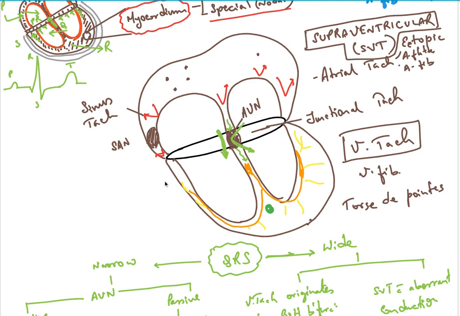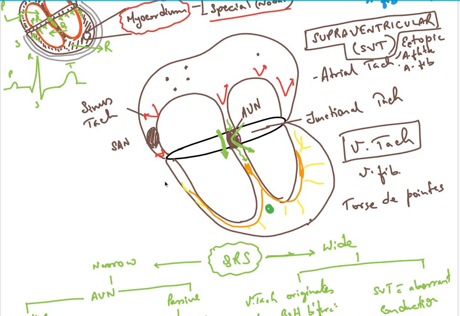other part. So normally the SA node is supposed to fire, say in the atrium. Suppose I talk about the atrium. The SA node is supposed to fire, but suddenly some other myocardium, which was normally a contractile myocardium, suddenly starts firing for some reason. So that is an ectopic tachycardia. Understood?